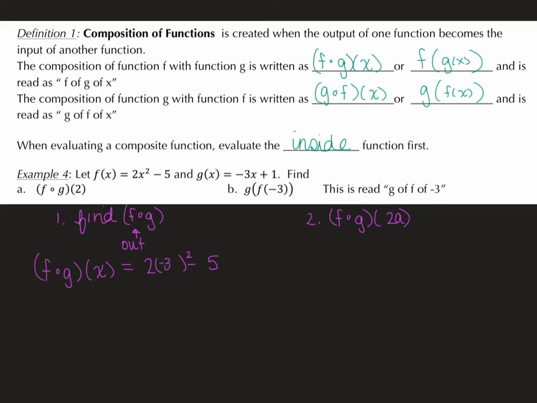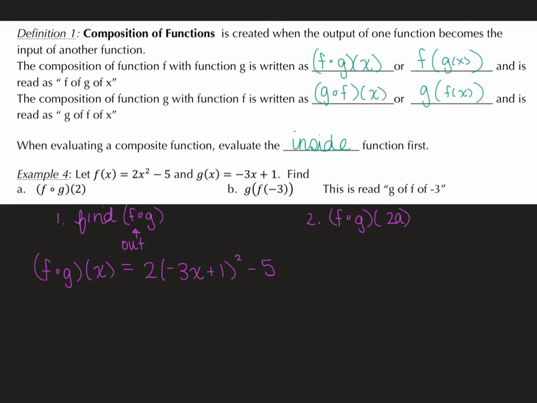You know, I did not give myself enough room. Let's make that just a little bit bigger. All right, let's try that again. So we end up with 2 times negative 3x plus 1 squared minus 5. So that's a little bit better for you. So you can see that I've replaced my x from my first function with whatever my inside function was.